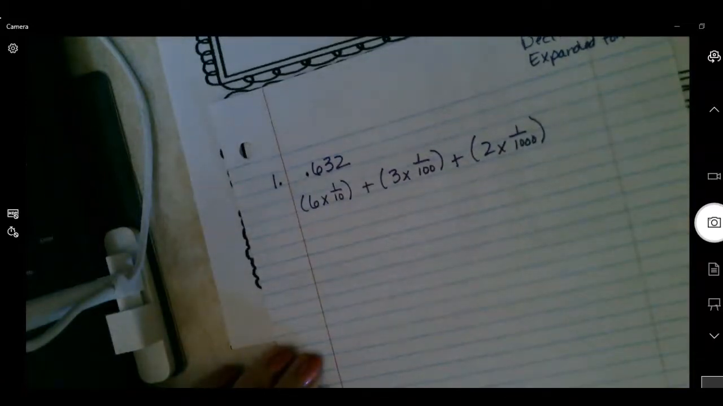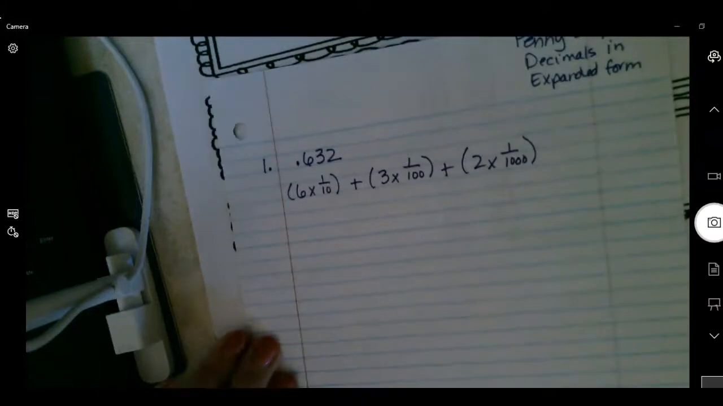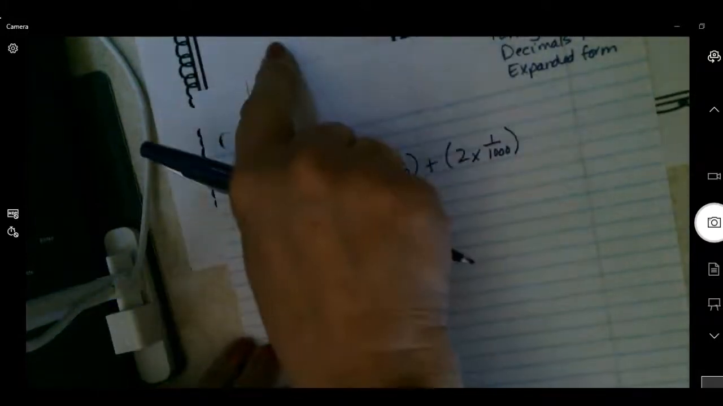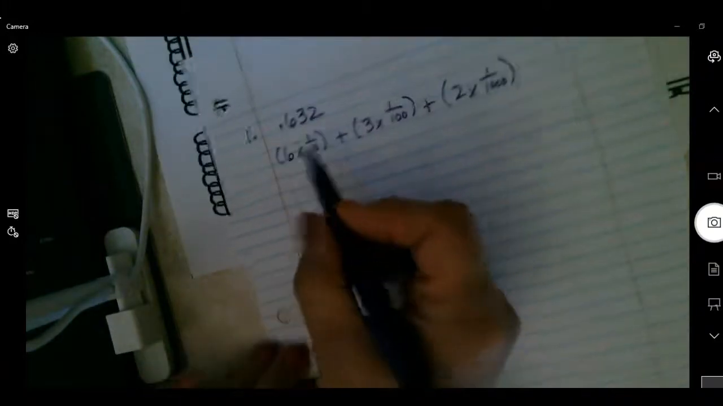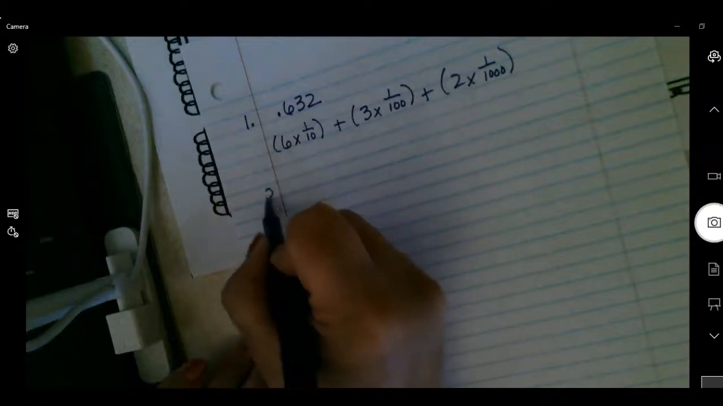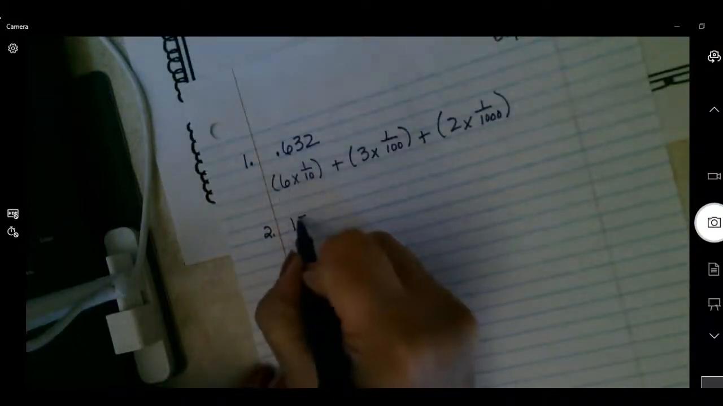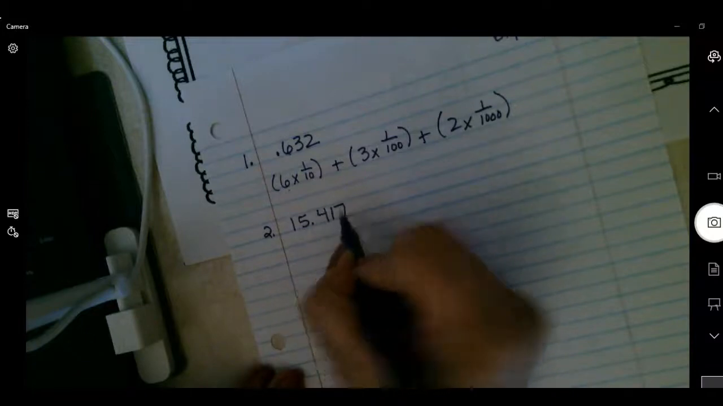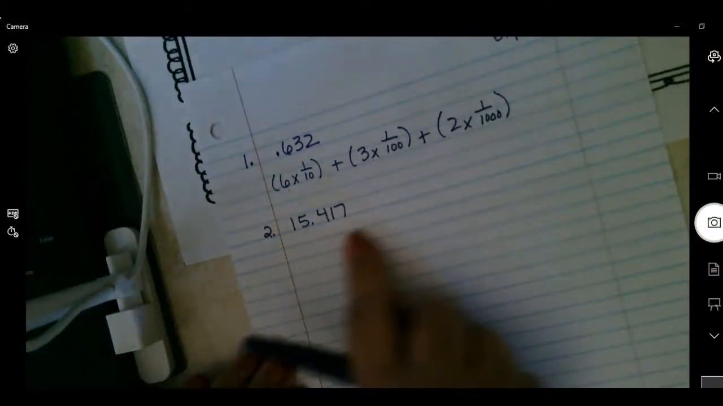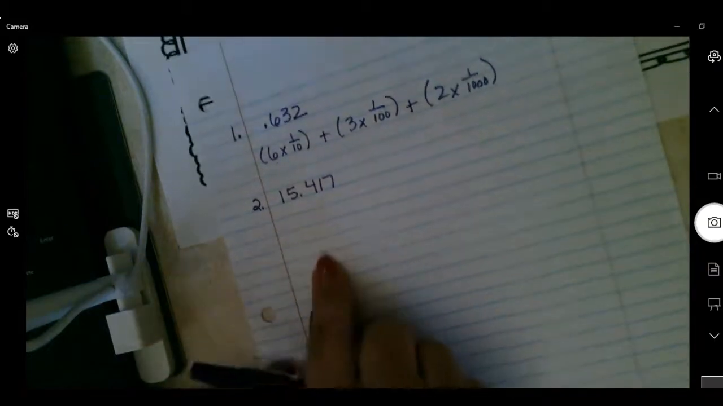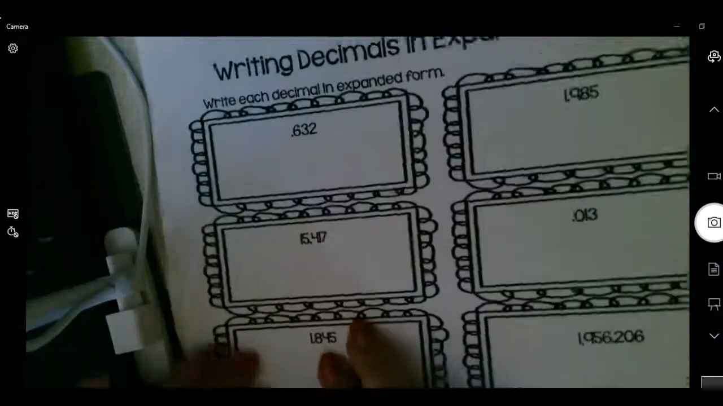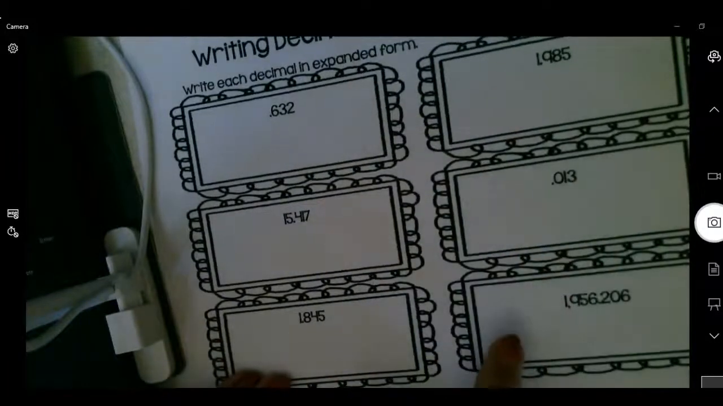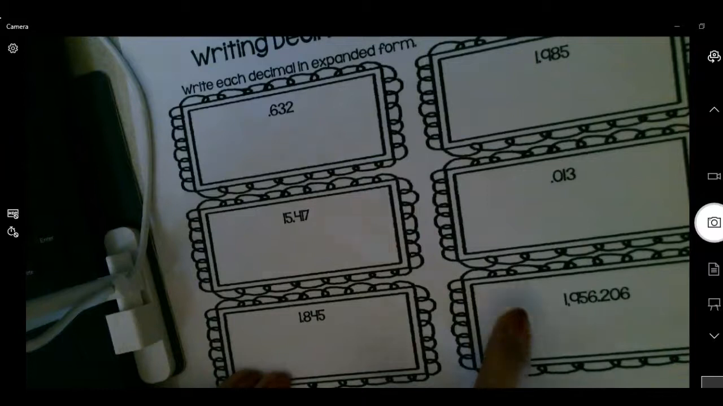Now, I've just given you the answer to number 1, so there shouldn't be any reason at all for anyone to miss it. Then I'm going to go down to my second number, 15 and 417 thousandths. I'm going to skip 2 lines, and I'm going to put number 2. I'm going to write my number, 15 and 417 thousandths. And then you're going to write it in expanded form. Skip 2 lines and do number 3, which is this one. Skip 2 lines, number 4, skip 2 lines, number 5, skip 2 lines, number 6.